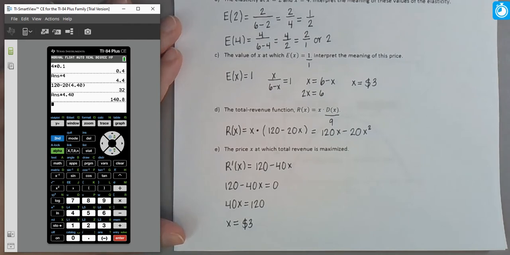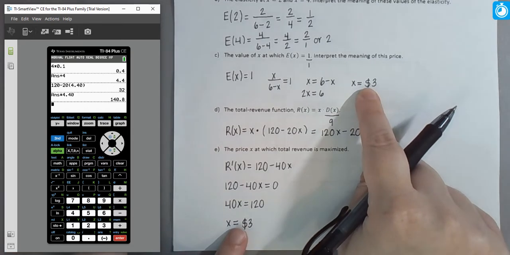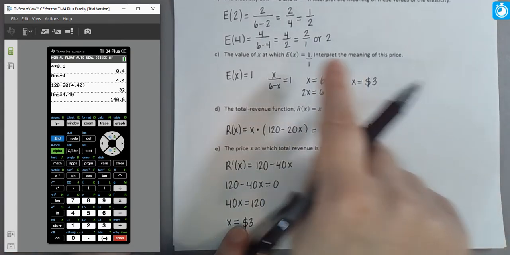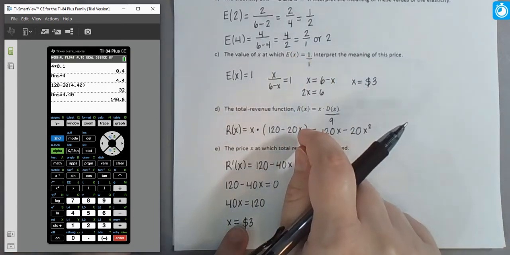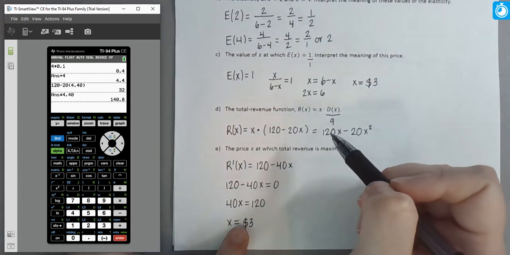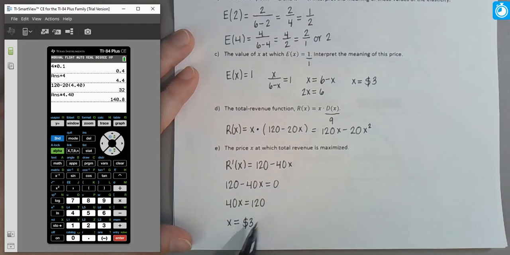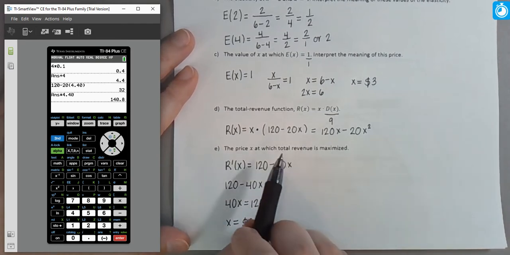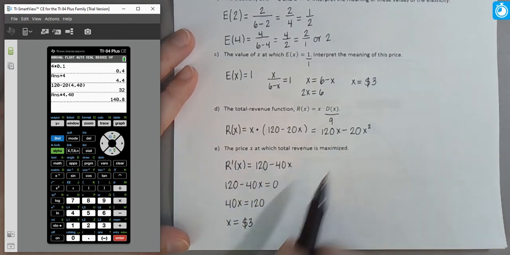And that number looks familiar, right? Where else did we see that number? We saw that number right here. So the price at which our elasticity was equal to 1, in other words, changes in price and changes in quantity are balanced, also happens to be the price that we would set in order to maximize our revenue.